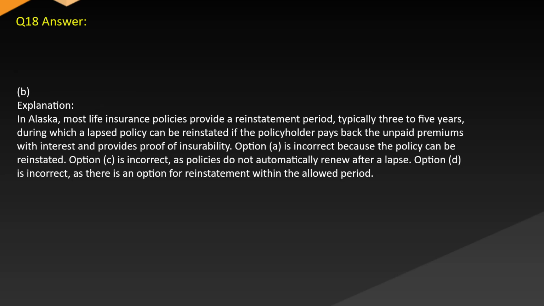Answer B. Explanation. In Alaska, most life insurance policies provide a reinstatement period, typically 3 to 5 years, during which a lapsed policy can be reinstated if the policyholder pays back the unpaid premiums with interest and provides proof of insurability. Option A is incorrect because the policy can be reinstated. Option C is incorrect, as policies do not automatically renew after a lapse. Option D is incorrect, as there is an option for reinstatement within the allowed period.